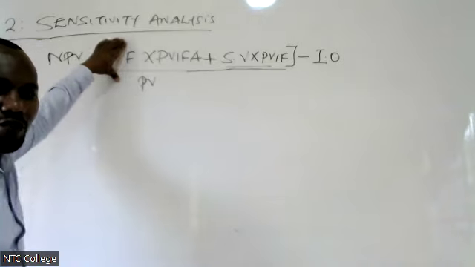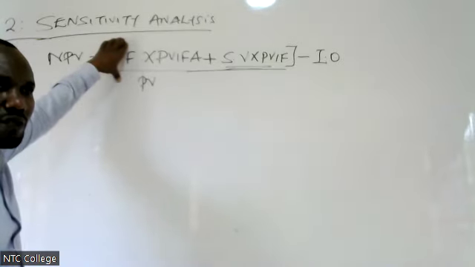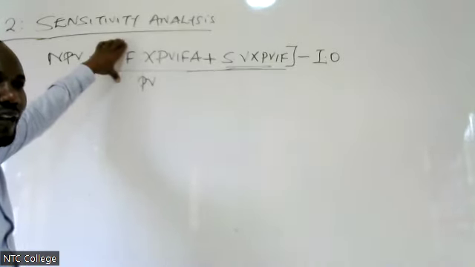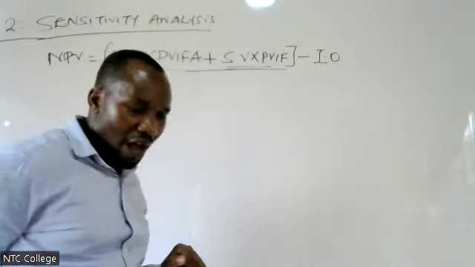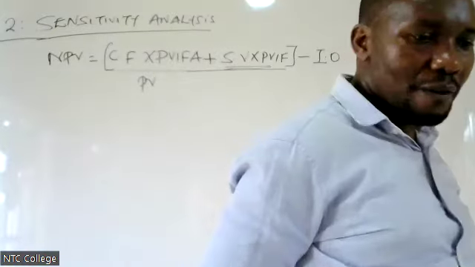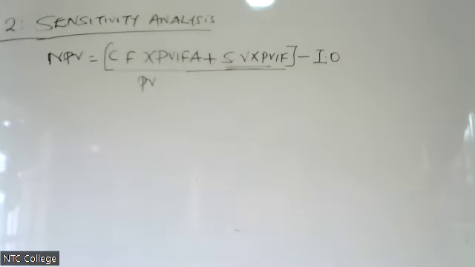If you change price, you don't change cost. If you change fixed cost, you don't change the quantity. You change them one at a time. So we want to see the impact on NPV as a result of a change on one of the variables, holding other factors constant.